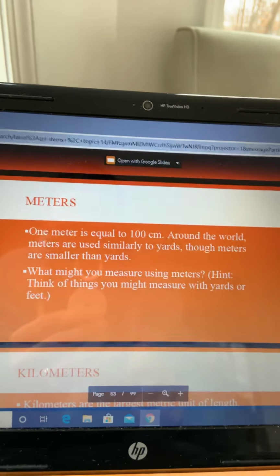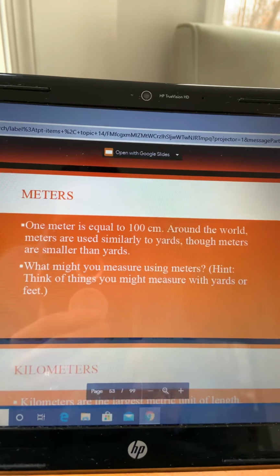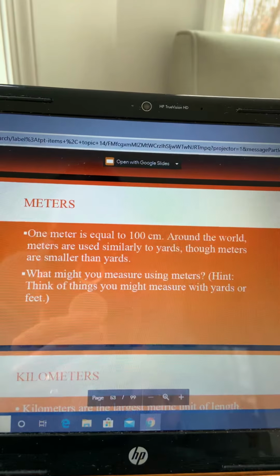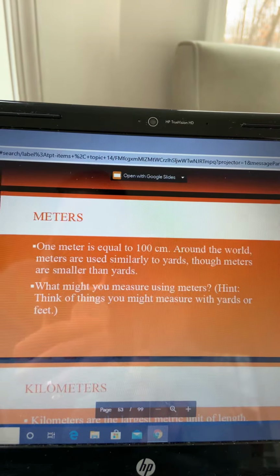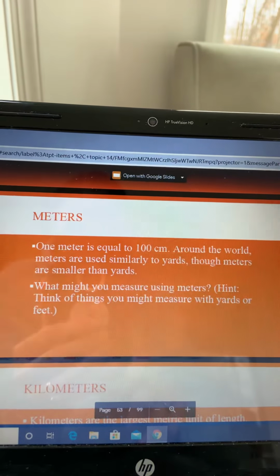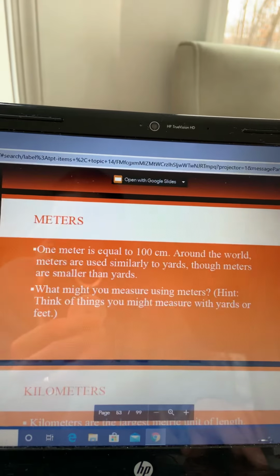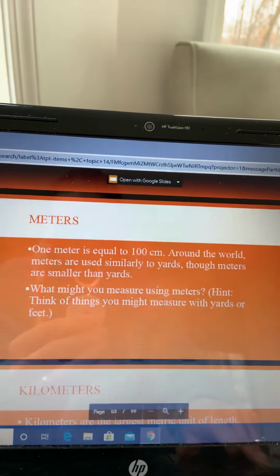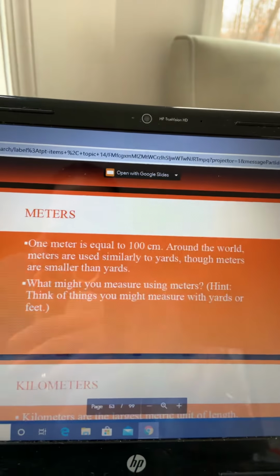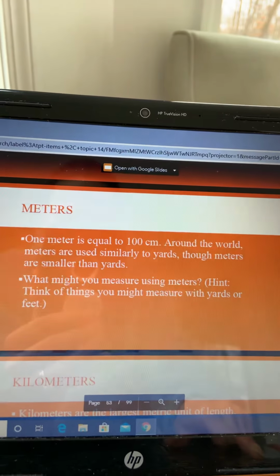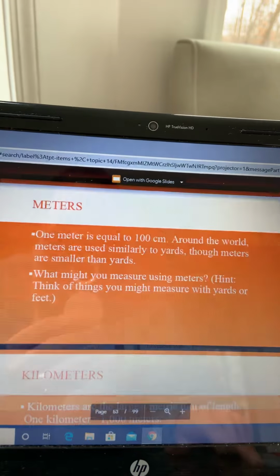Meter. 1 meter is equal to 100 centimeters. Around the world, meters are used similarly to yards, though meters are smaller than a yard. What might you measure using meters? So you can think about that. Hint, think of things you measure with yards or feet. So similar items. I also have a meter stick in the classroom that I can show you guys when we get back as well. And like it says on here, it's very close to a yardstick. So it's almost about 3 feet.